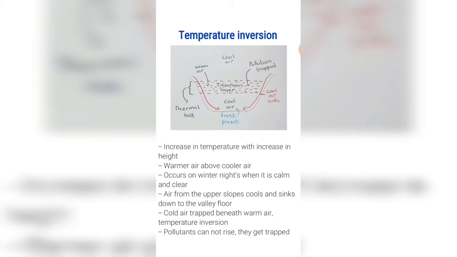This inversion layer traps the cool air at the bottom of the valley, so the cool air cannot rise above the inversion layer. This inversion layer also traps pollutants, because pollutants cannot rise above this inversion layer, so they are also trapped inside the valley. So inside the valley you have a layer of cool air at the bottom, you have your inversion layer, and then the rest of the air above the valley is cool.